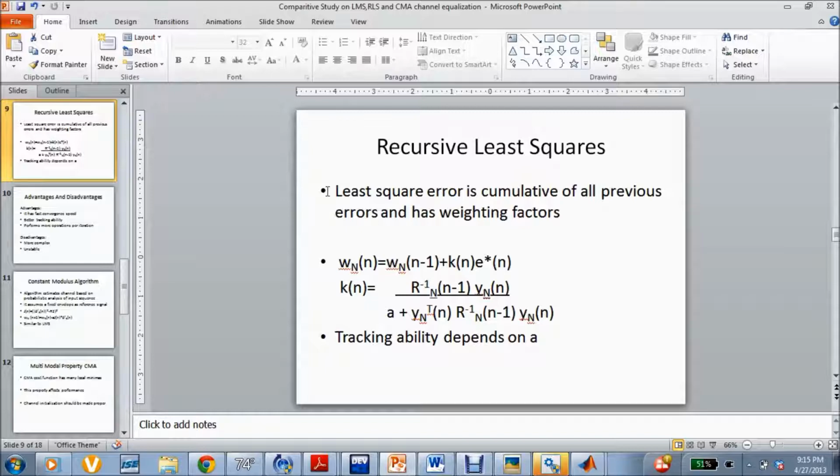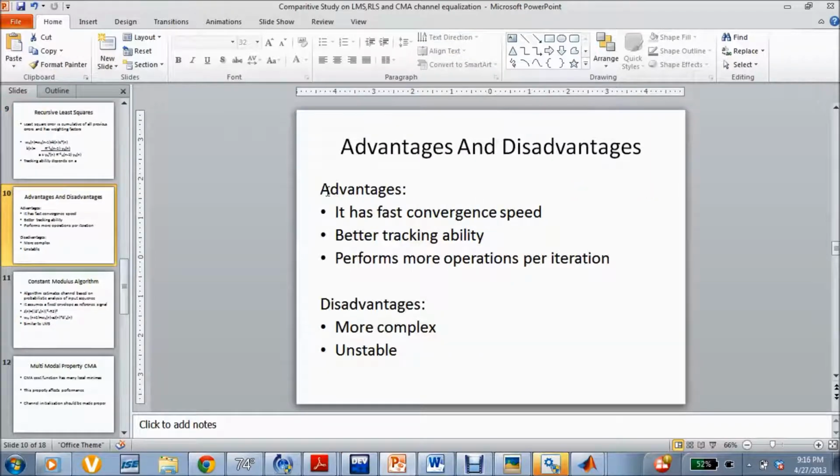So the tracking ability depends on A. The smaller the value of A, the more accurate this algorithm will be. But the value of A should not be too small, otherwise it becomes unstable. So we'll see about the advantages and disadvantages of this type of approach.